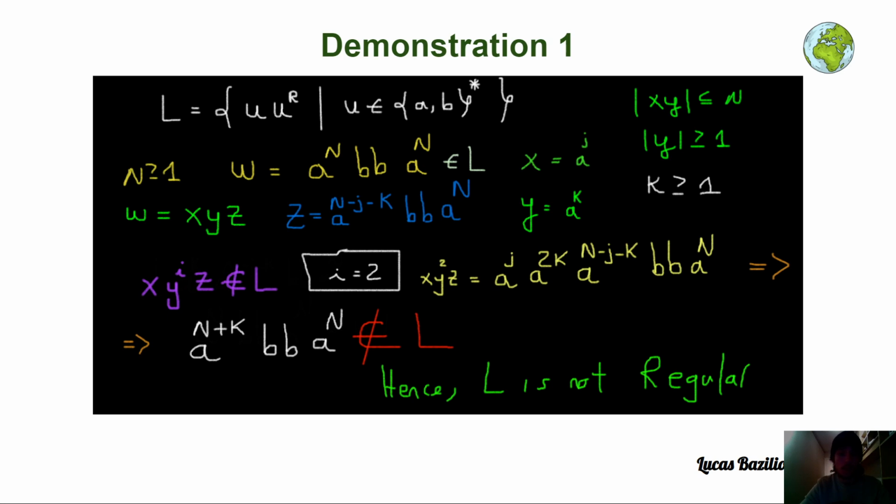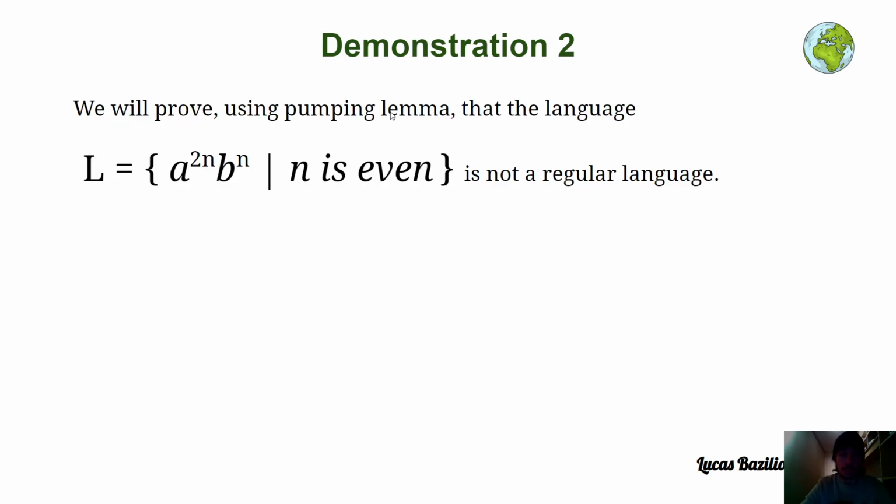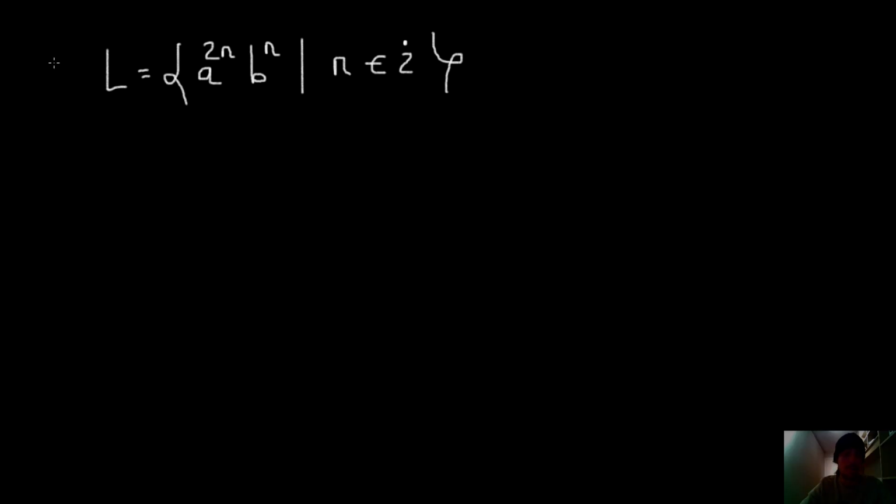Very well. Now we are going to see a second demonstration, and the last demonstration for this lesson. We are going to prove using the pumping lemma that this language L that we have here, a raised to 2n, that is, 2 times n a's, and then we have n times the symbol b, such that this value n is an even number. So we can also represent this language L in this way, as remember that this represents that the value n is a multiple of 2. So if n is an even number, then n is a multiple of 2, right?